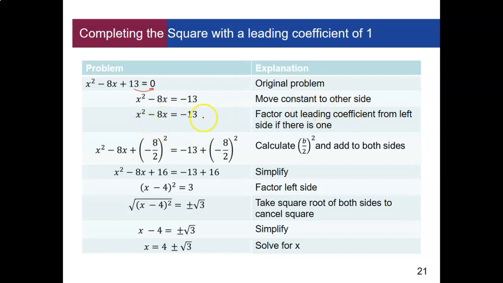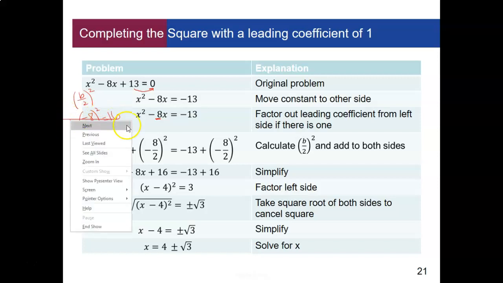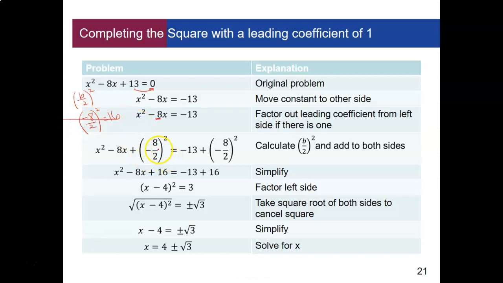All right, so once we have it in this form, we want to figure out what we're going to add to both sides. So this is our b. I'm going to take that b and divide it by 2 and square it, because if you remember we said we do b divided by 2 squared. So that's going to be 4 squared or 16 that gets added there. So we're going to add that to both sides. So we're adding this 16 to both sides.